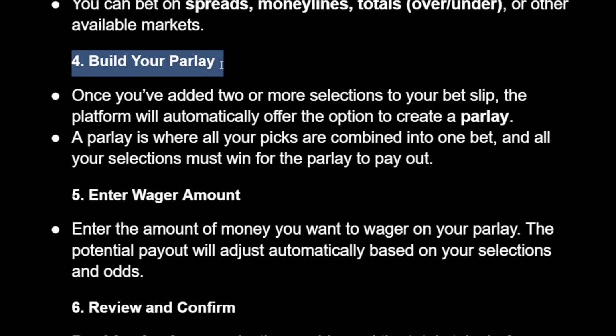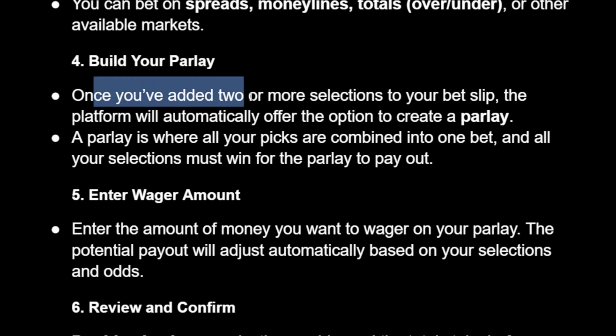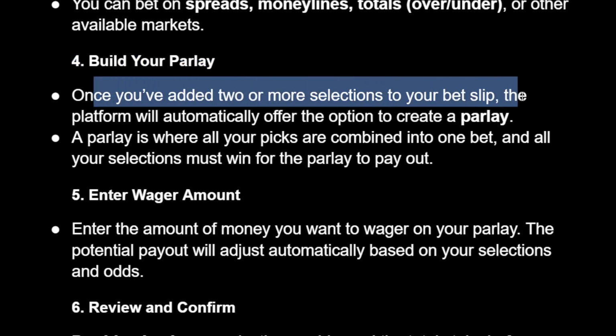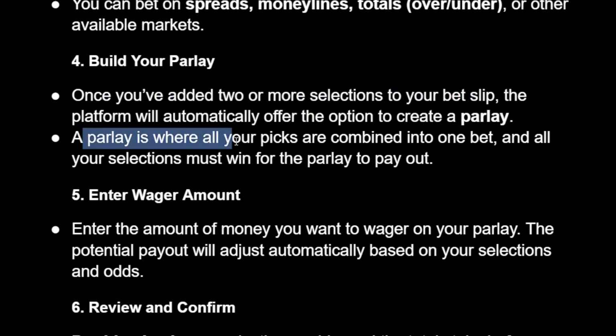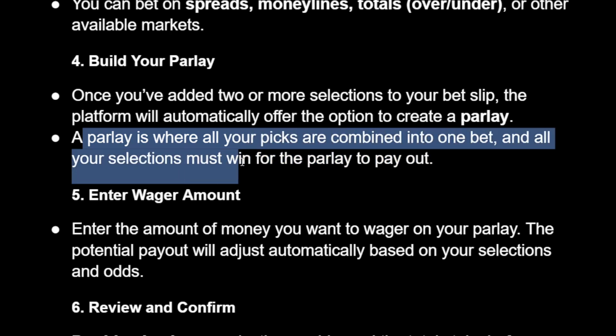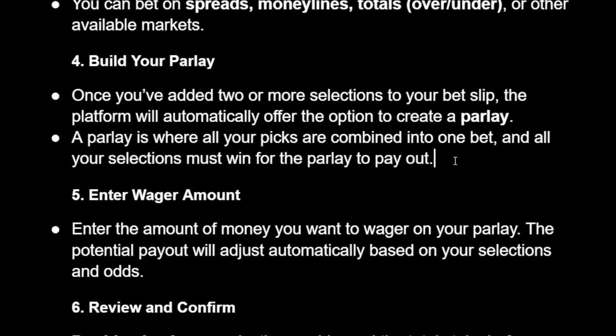The fourth step will be building your parlay. So once you've added 2 or more selections to your bet slip, the platform will automatically offer the option to create a parlay. A parlay is where all your picks are combined into one bet and all your selections must win for the parlay to pay out.